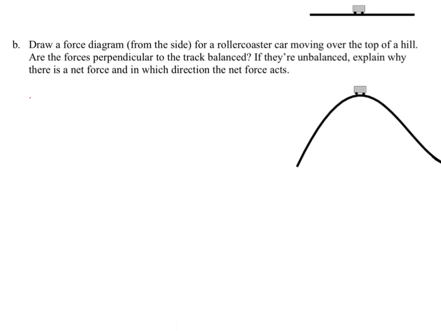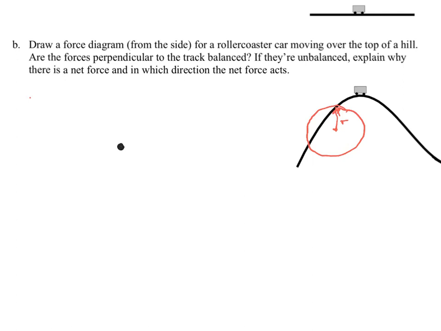And they ask, are the forces perpendicular to the track balanced? If they're unbalanced, explain why there is a net force and in which direction the force acts. So even though it's not drawn as a circle, that portion of the track is kind of a circle with a radius. I tried to draw a little radius there of R. So I'm going to draw a force diagram over to the right here of the car.